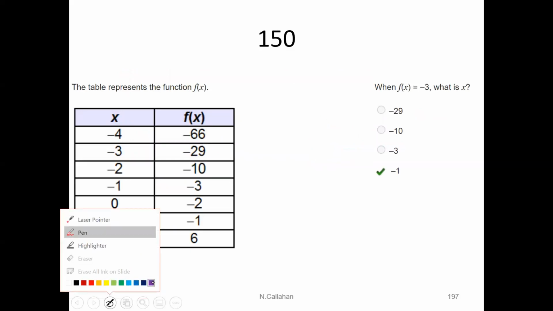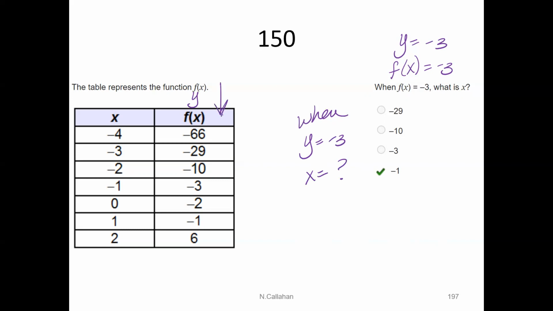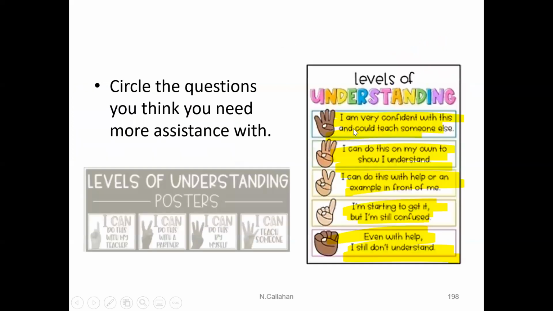Last question, you guys. Looking at this right here, it says when f of x is equal to negative 3. So it's saying y equals negative 3. What is x? When y is equal to negative 3, x equals what number? Well, let's take a look over here. y is the second column. Find negative 3. What is x? Negative 1.